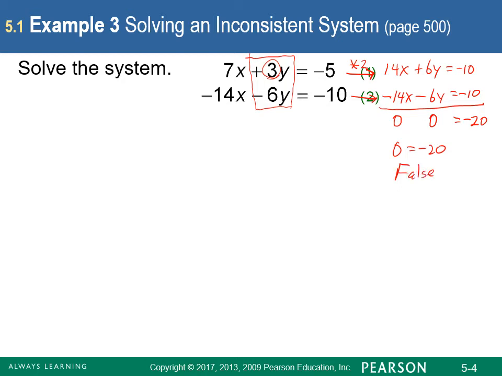It's not an answer. 0 is not the answer. Negative 20 is not the answer. The answer is that there's no answer. There's no solution. There's no value of x and y that would make both of these true. And again, that's because what we ended up with is a false statement.